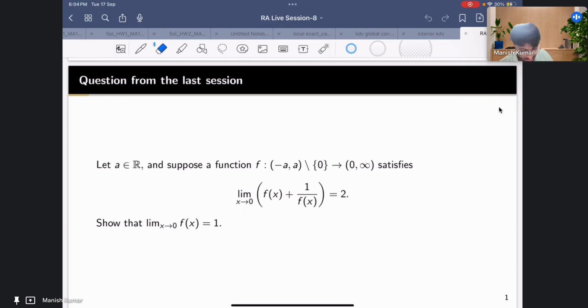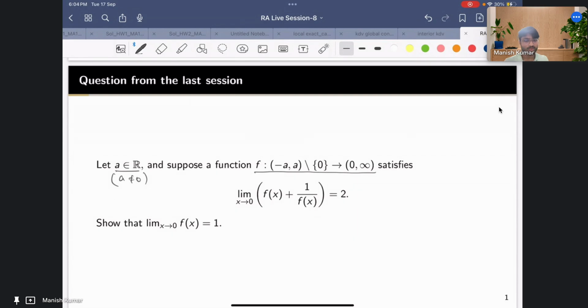So over here what you have been given is that suppose you have a function which is defined from, where a is some real number, which is non-zero obviously. So a is a real number, a is not equal to 0. So you have this function which is defined from the open interval minus a comma a, eliminating 0, to the positive real line. And then it says that the limit as x goes to 0 of f of x plus 1 by f of x is equal to 2.